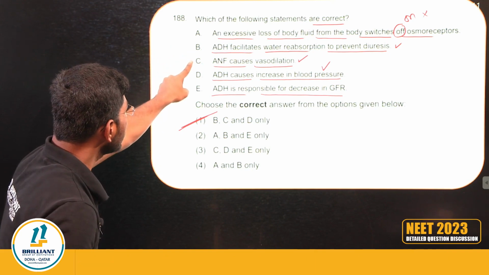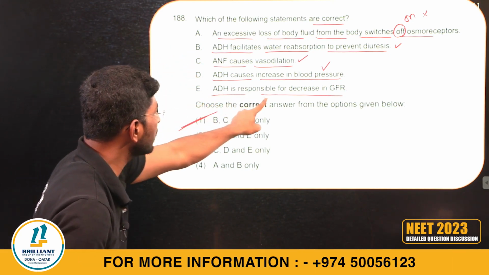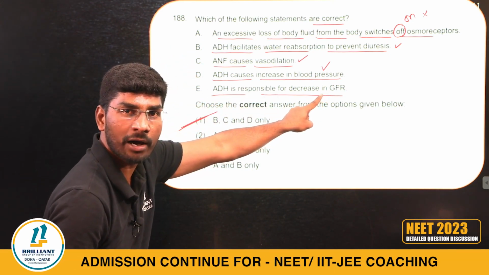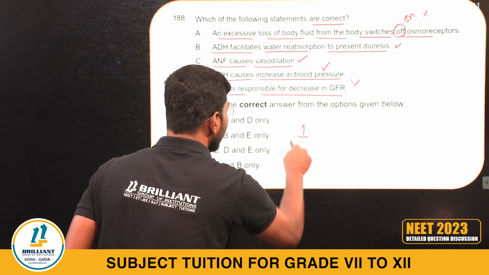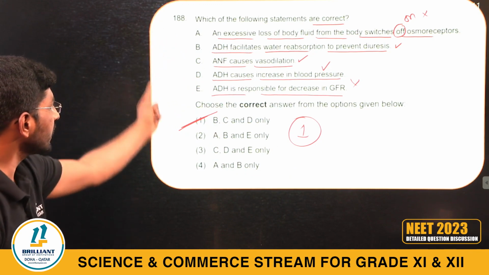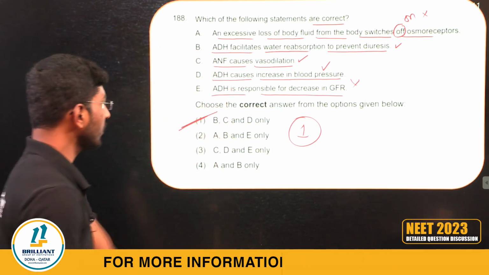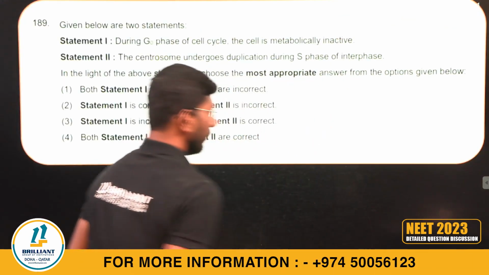B is correct, C is correct, D is correct. ADH is responsible for decreasing the GFR, not increasing the GFR. So we can go with option 1 as the right answer. Question 188, 1 is the right answer. Come to the next question.